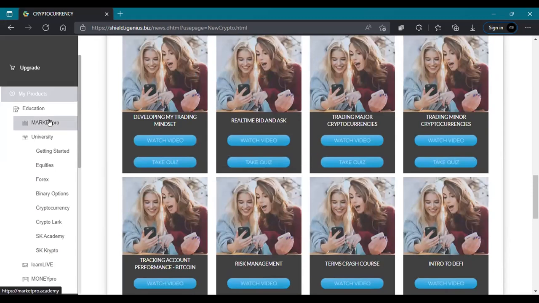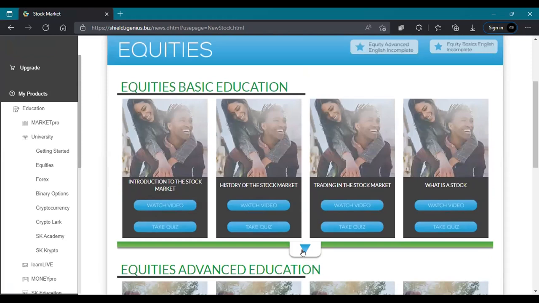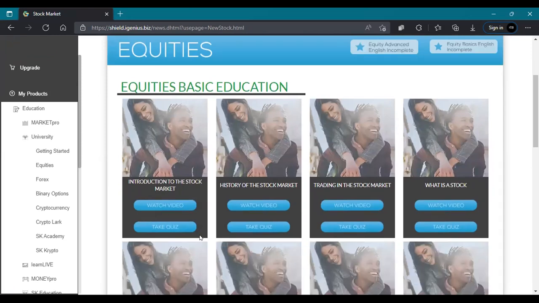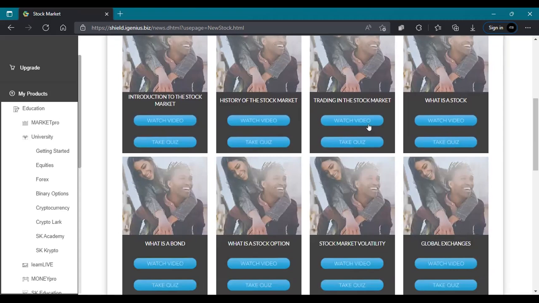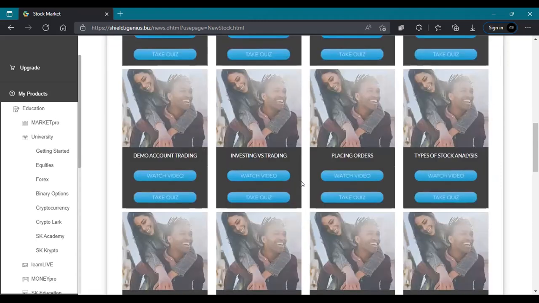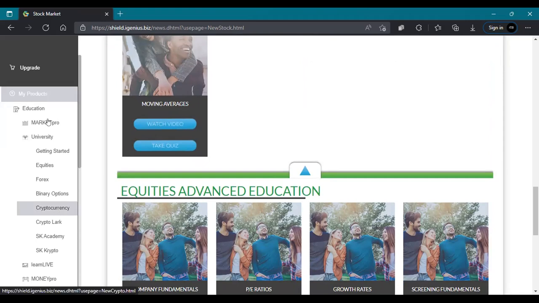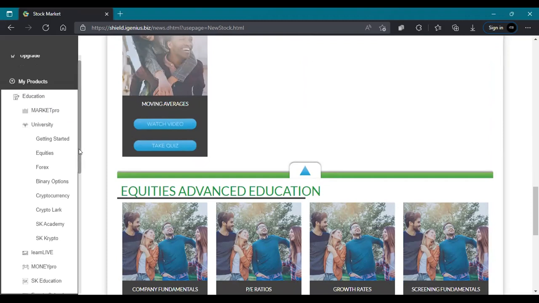So if your package allows you, I think, let me see, your package allows you to have equity prime and the rest. So you also get the opportunity of learning about stocks. You get to learn about the introduction of the stock market, how trading is done in the stock market. There are basic education videos you should watch, and there's also advanced. Once you're done with all these basic videos, the next place you want to head over to is Market Pro.